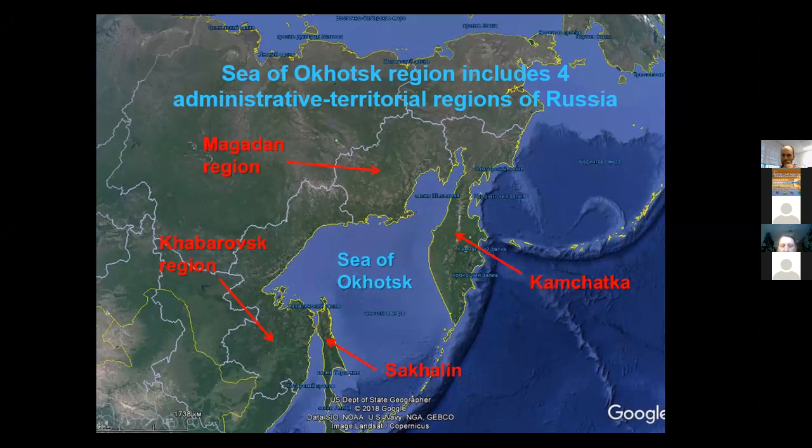Here you can see the Sea of Okhotsk region. As we understand it, the Sea of Okhotsk is surrounded by 4 different regions of Russia: Kamchatka, Magadan region, Khabarovsk region, and Sakhalin.